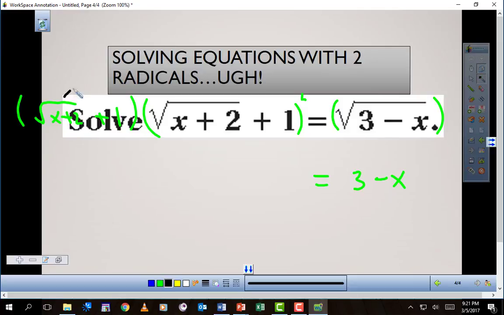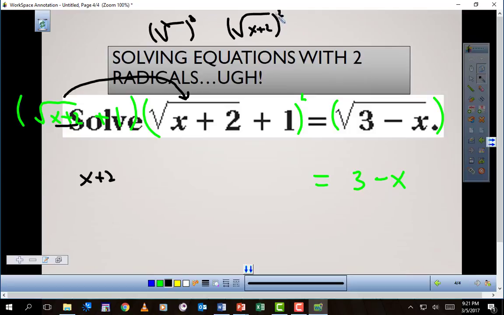So first one times first one. If you take a square root and multiply it by itself, the square root cancels, because you're going to have a square root squared. Well, the square cancels the square root, so you get the thing on the inside. So first times first gives me x plus 2. You see what would have happened? We would have had x plus 2 squared, and the square cancels out the square root, so you get x plus 2.